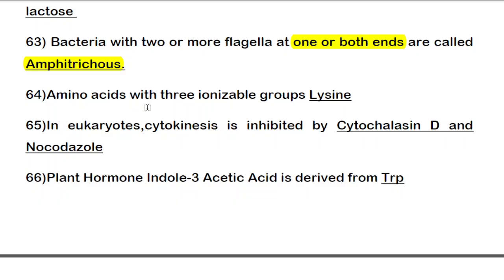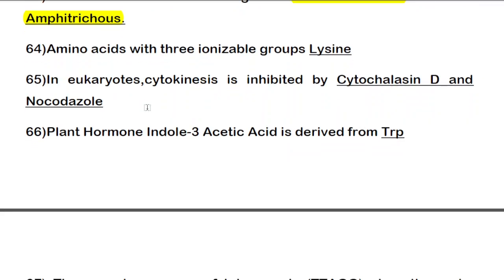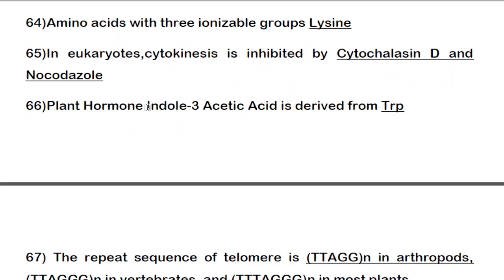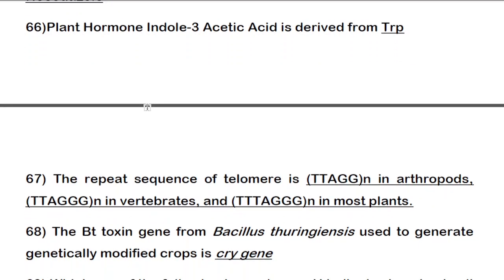64th question: the amino acid with 3 ionizable groups is lysine. Lysine's single letter code is K. It holds 3 ionizable groups. 65th question: in eukaryotes, cytokinesis is inhibited by two chemicals: one is cytochalasin D and another is nocodazole. They inhibit the contractile ring formation and the actin dynamic assembly. 66th question: the plant hormone indole-3-acetic acid, which is a natural auxin, is derived from tryptophan.